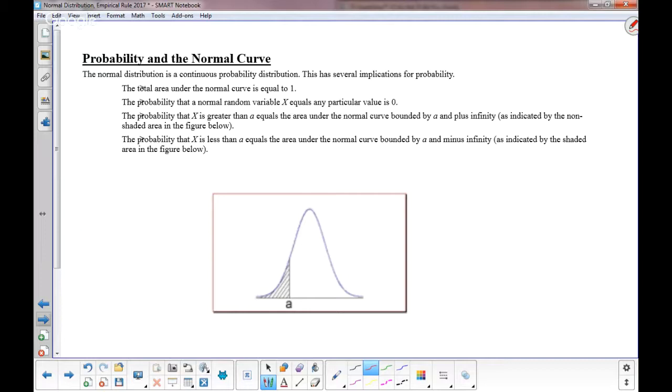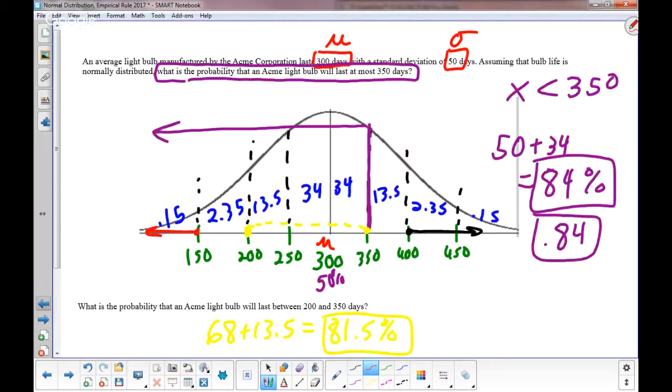The probability of a normal random variable x equaling any particular value is 0. Basically, guys, if you just pick one value, the probability that you hit that value is negligible, and don't really worry about that. The probability that x is greater than a equals the area on the curve. So basically, what we're doing is calculating the area under the normal distribution, which is what we were doing here when we were just looking for the blocks. These little blocks help us out. We're just adding the area under the curve.